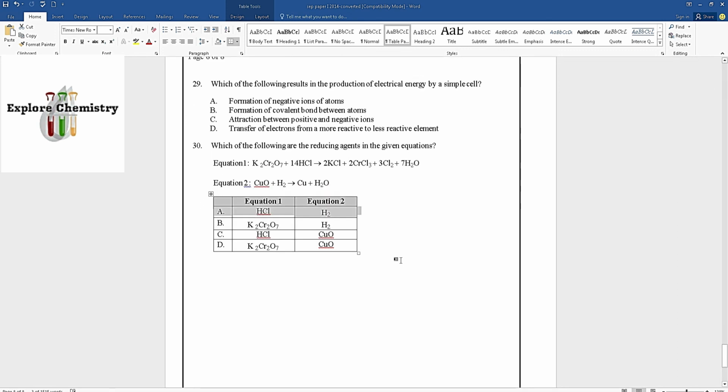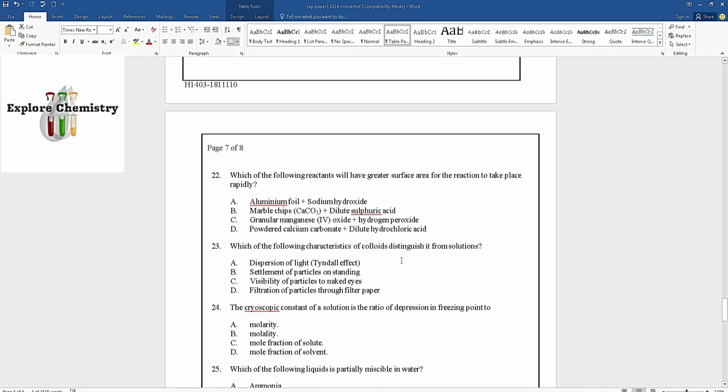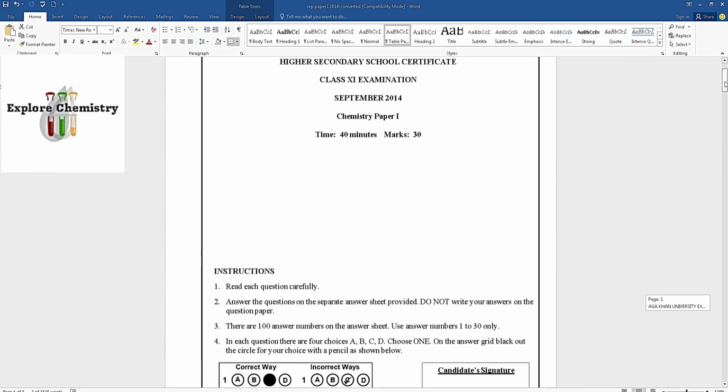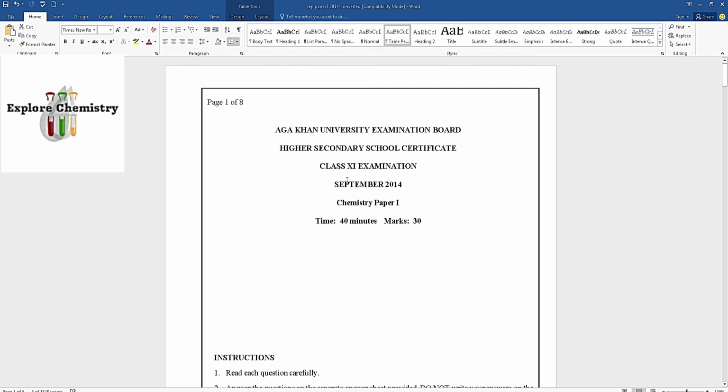So this was the last question, and it was all about the 2014 supply examination paper, and these were all the supply examination papers that I had.